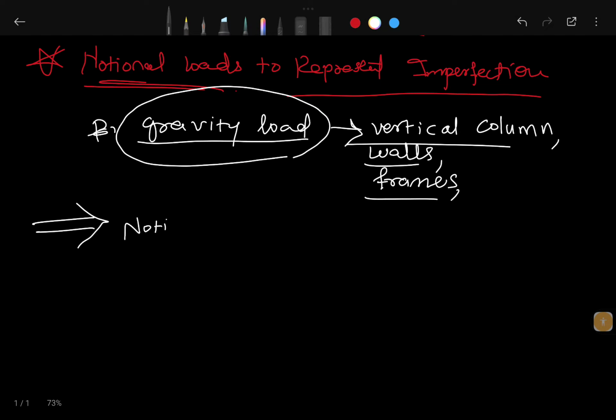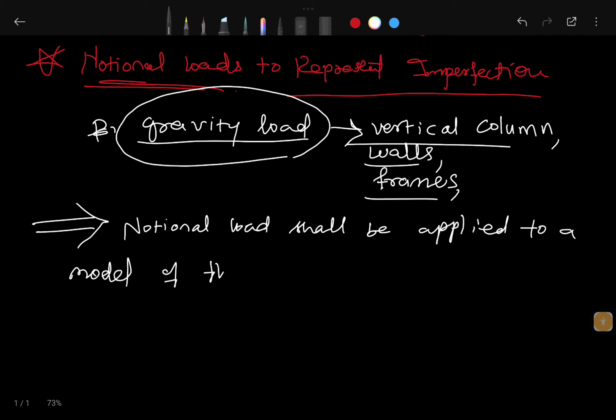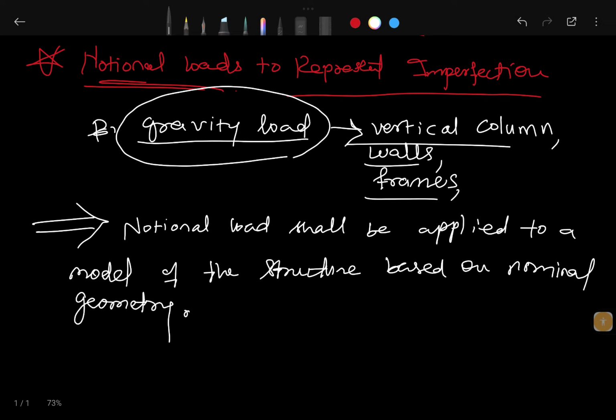The notional load shall be applied to a model of the structure based on nominal geometry. This nominal geometry, whatever the nominal geometry of our structure has, accordingly we apply these notional loads.